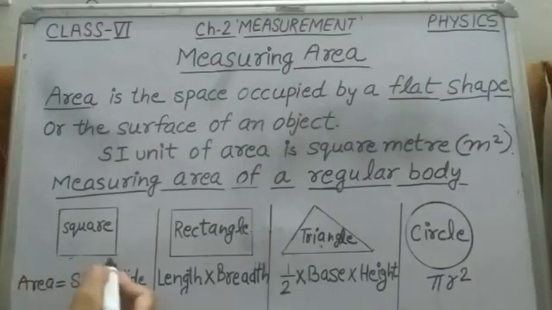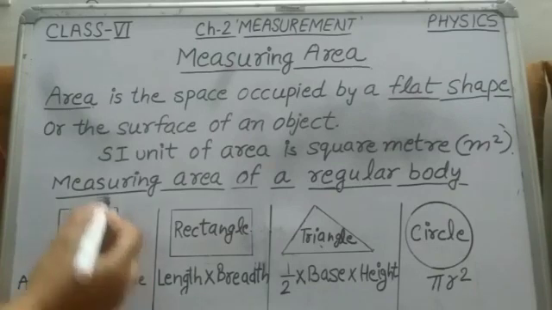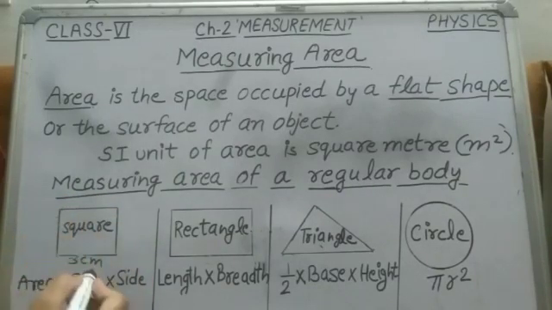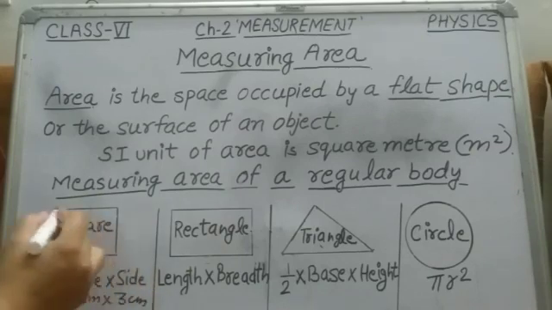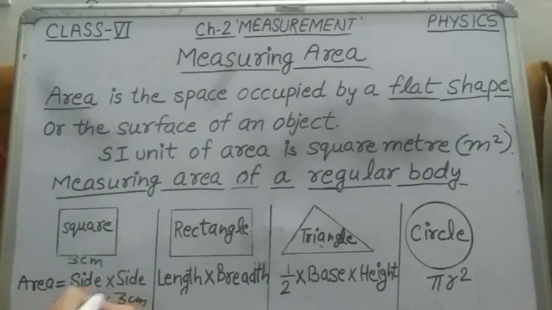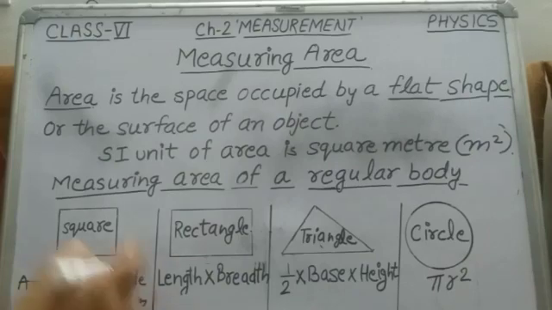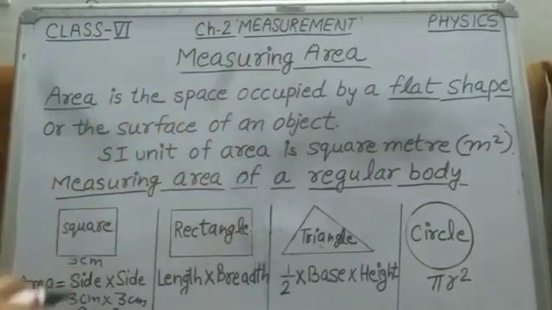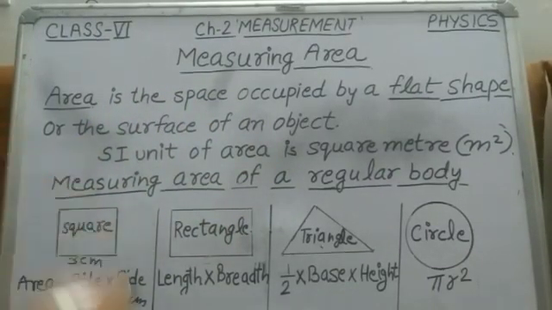For example, if side of a square is 3 centimeter and we have to find out the area of this square, we will apply the formula area is equal to side into side, and it will become 3 centimeter into 3 centimeter, because all the sides are equal in a square. So 3 3s are 9, and centimeter into centimeter is square centimeter, that is the SI unit of area. Okay, that is square centimeter.